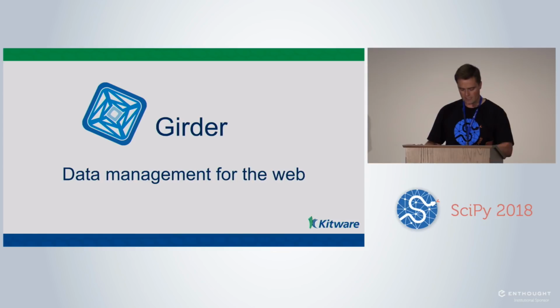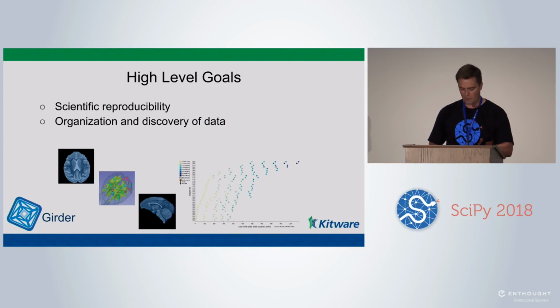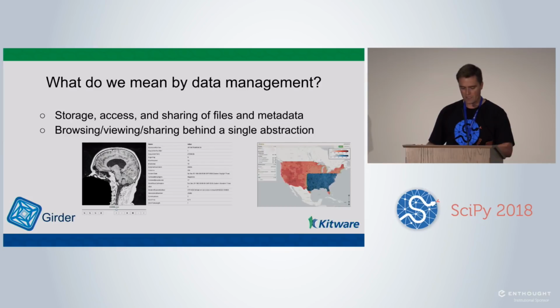Take a look at that. So Girder is data management, but there's oodles of data management systems out there. And why do we care here about this one? It's because it's focused on science, meaning reproducibility and organization and discovery of data. Those are the goals of the project.